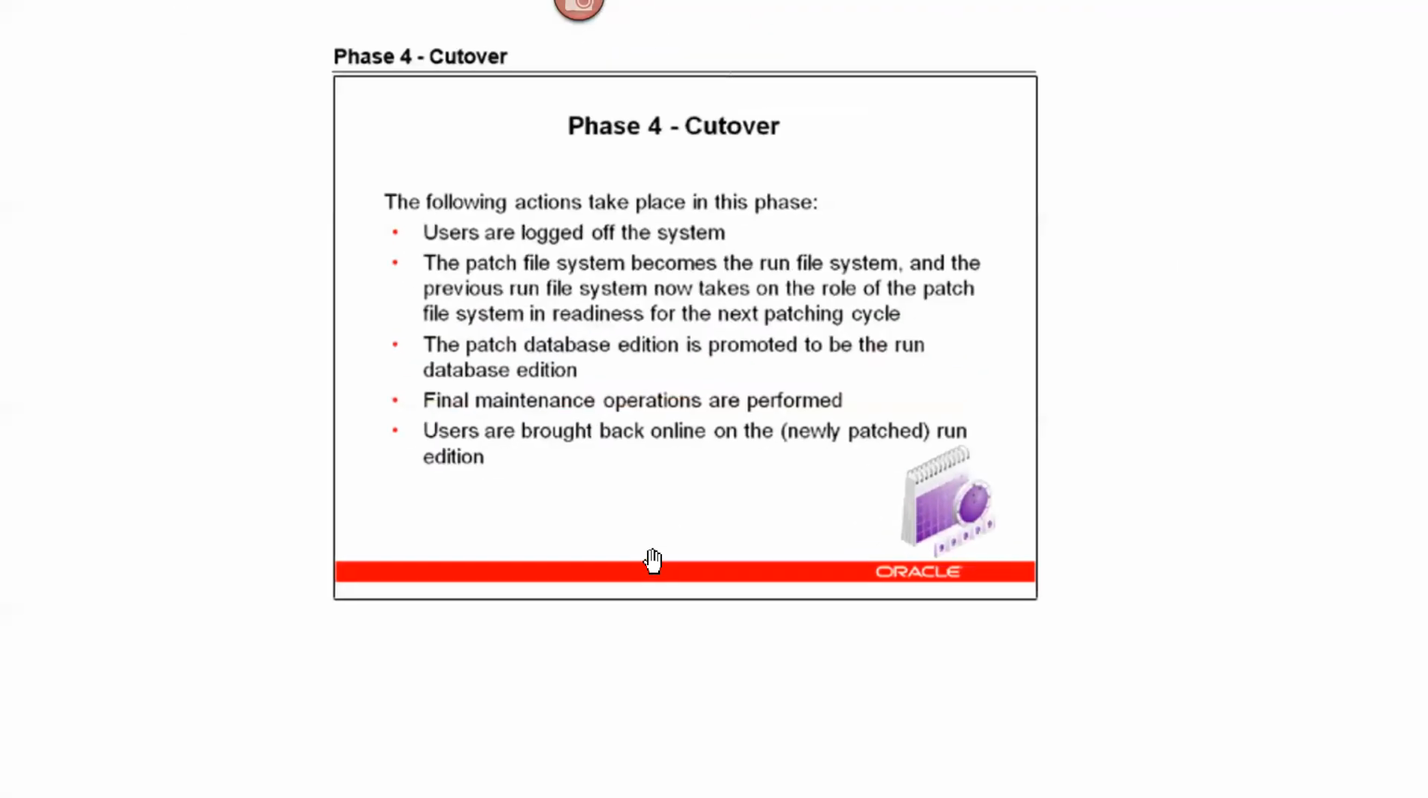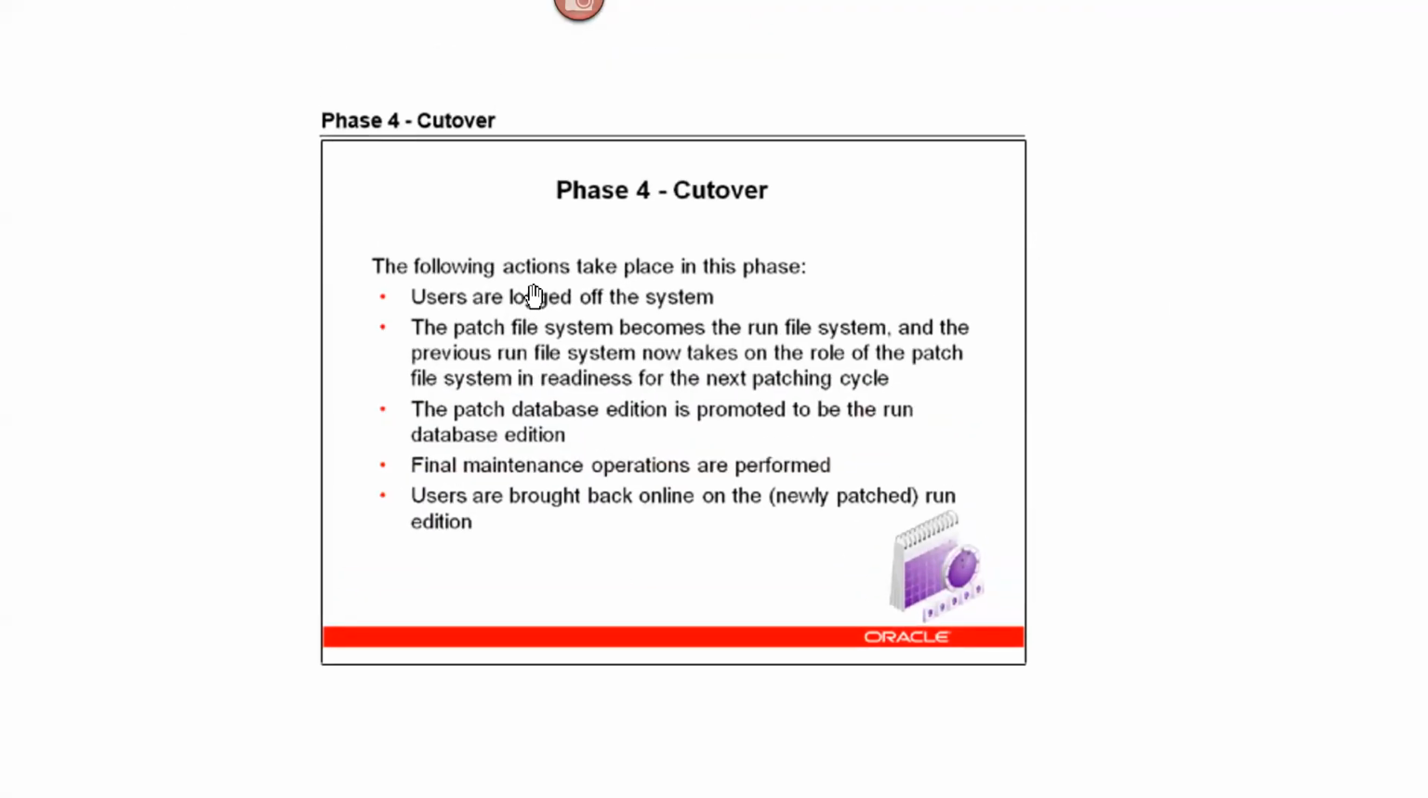Then the main thing is the cutover. So the following action takes place in this phase. Users are logged off the system. The patch file system becomes the run file system, and the previous run file system now takes the role of a patch file system in readiness for the next patching cycle.